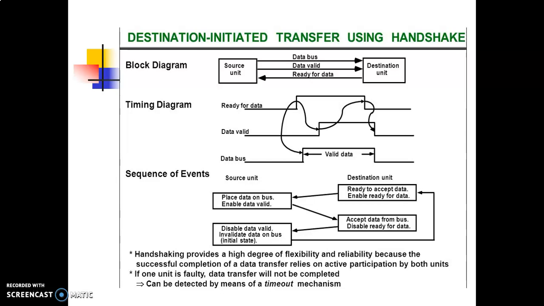So the handshaking scheme provides a high degree of flexibility and reliability because the successful completion of data transfer relies on active participation by both units. If one unit is faulty, the data transfer will not be completed. Such an error can be detected by means of a timeout mechanism, which produces an alarm if the data transfer is not completed within a predetermined period of time. And this is the example of the advantages of the destination initiated handshaking method.